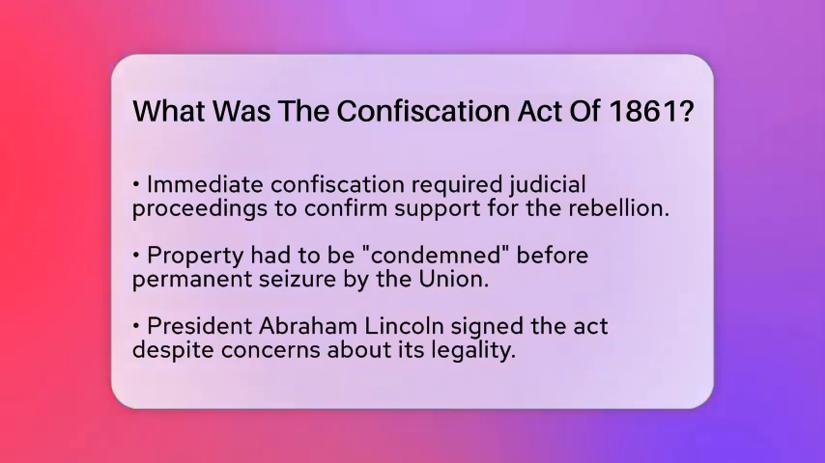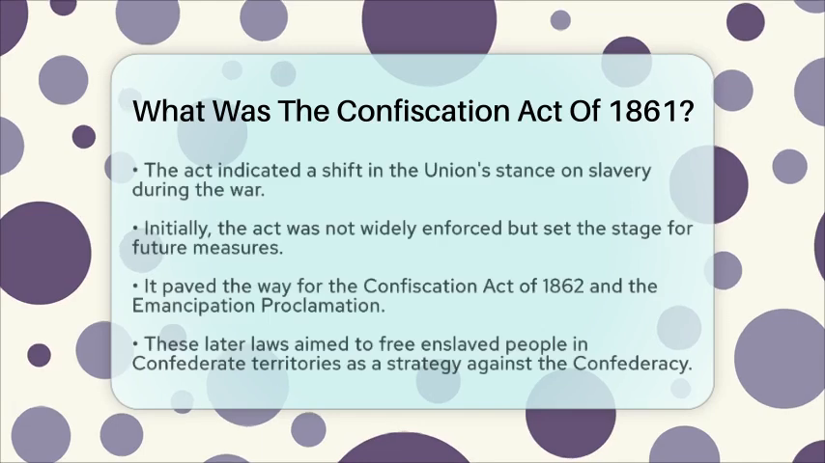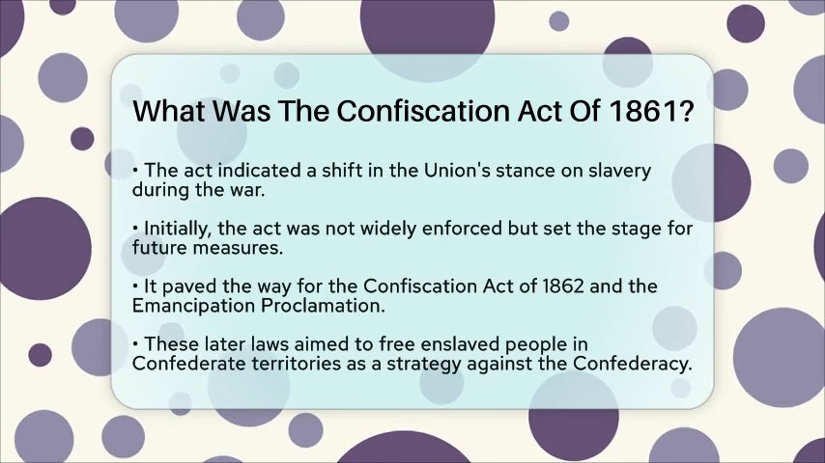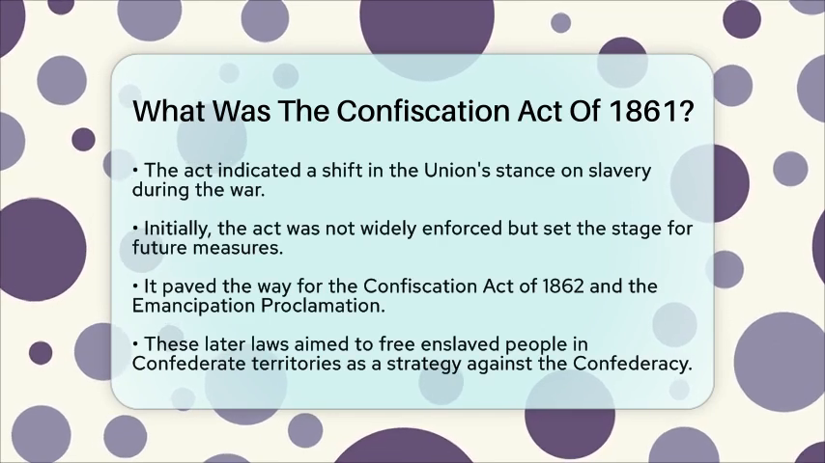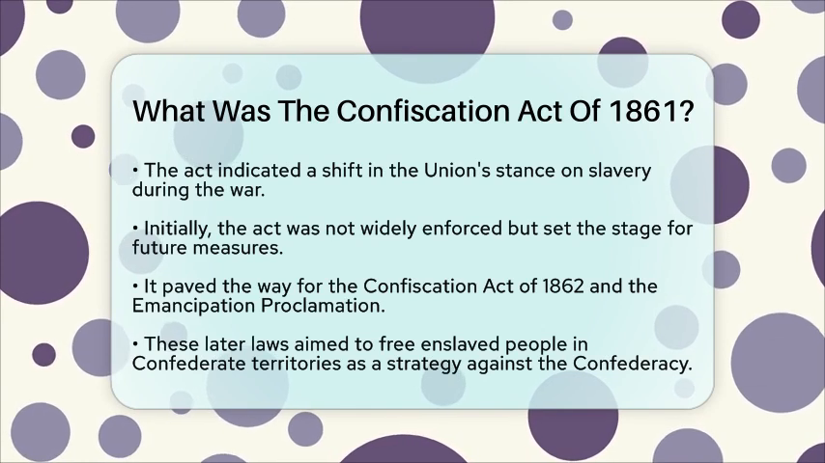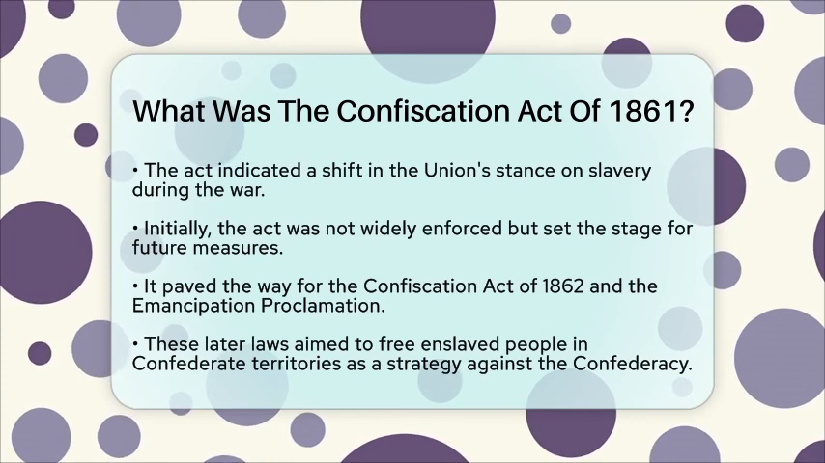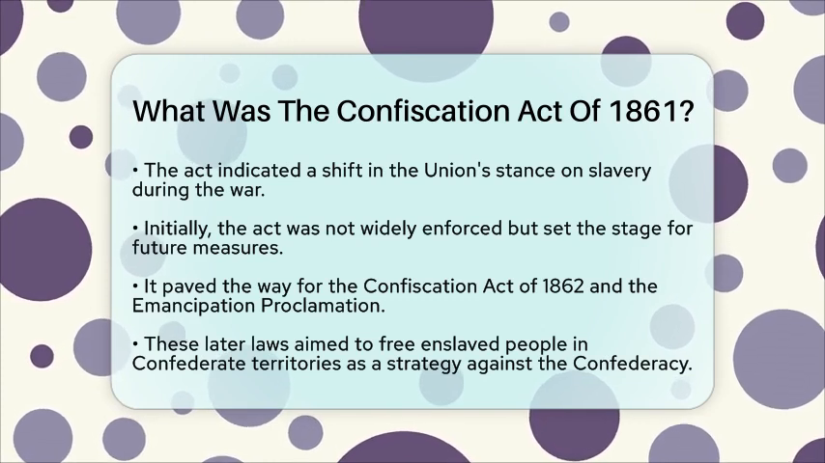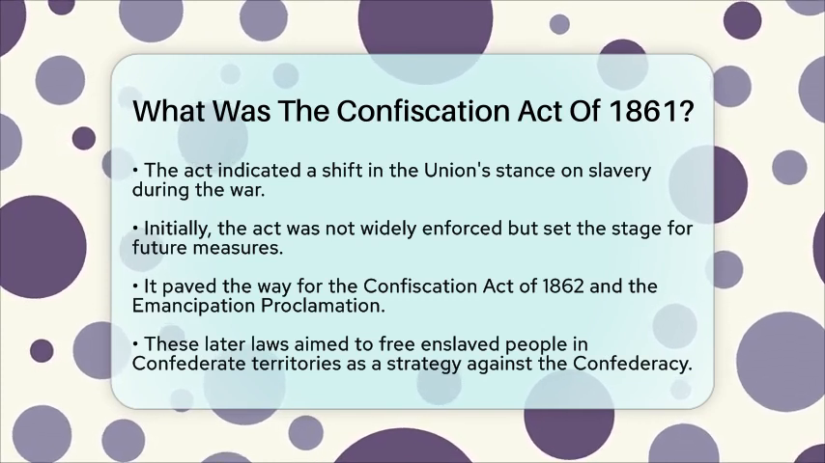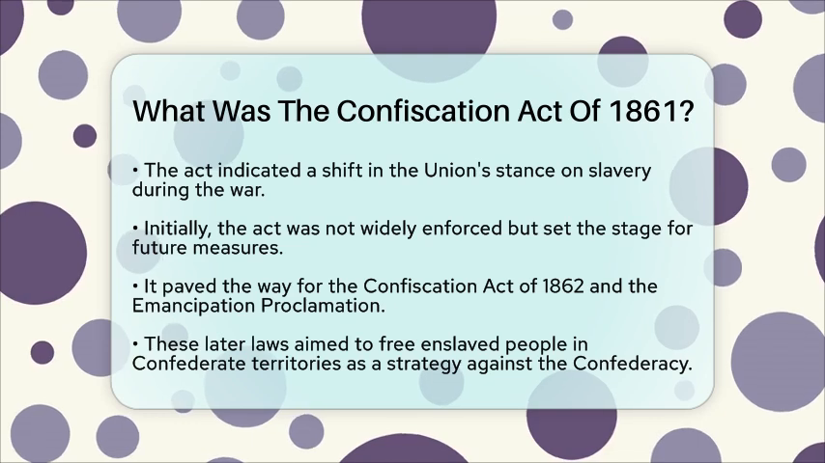However, it set the stage for more extensive measures in the future, such as the Confiscation Act of 1862 and the Emancipation Proclamation. These later laws expanded the Union's efforts to free enslaved people in Confederate territories and used emancipation as a strategy against the Confederacy.